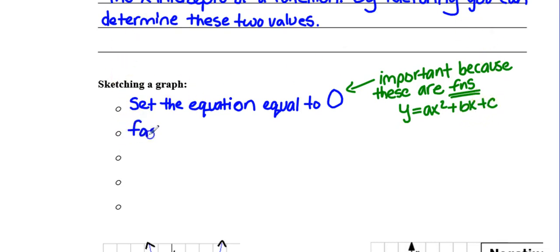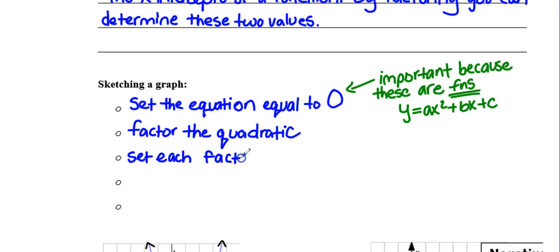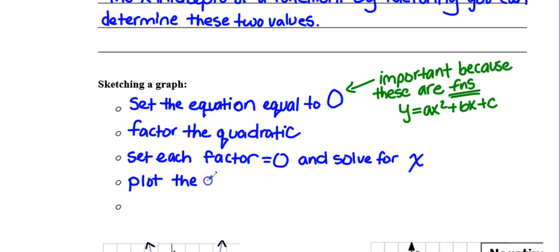Next, we will factor the quadratic. After it's factored, we will set each factor equal to 0 and solve for x. Once we've found those two answers, we will be able to plot the x-intercepts on the x-axis.